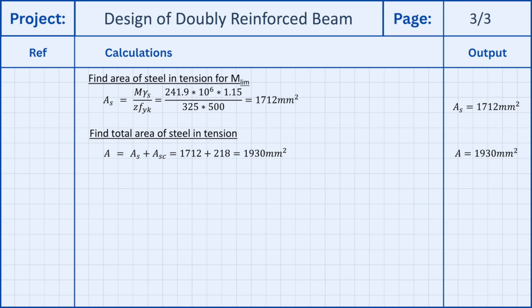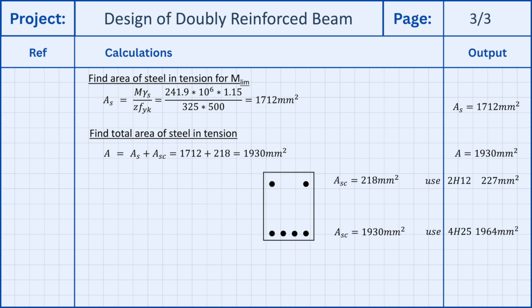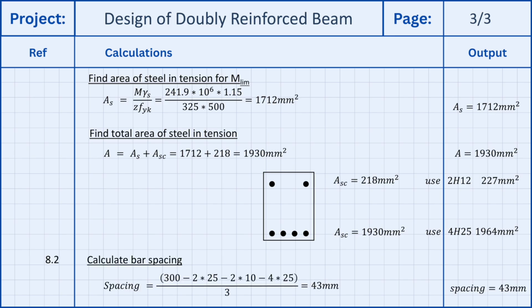We can now select the top steel, and for that we can see from the tables we've seen before that we can take 2 bars of 12 millimeter diameter, and that will give us an area of 227 square millimeters. For the bottom steel, we can take 4 bars with 25 millimeter diameter each, and that gives us an area of 1,964 square millimeters. We can now calculate the spacing between the 4 bottom bars using this formula. Here, in this example, the minimum concrete cover equals 25 millimeters due to bond requirement. The extra cover for deviation is 10 millimeters, and the clear spacing works out as 43 millimeters.